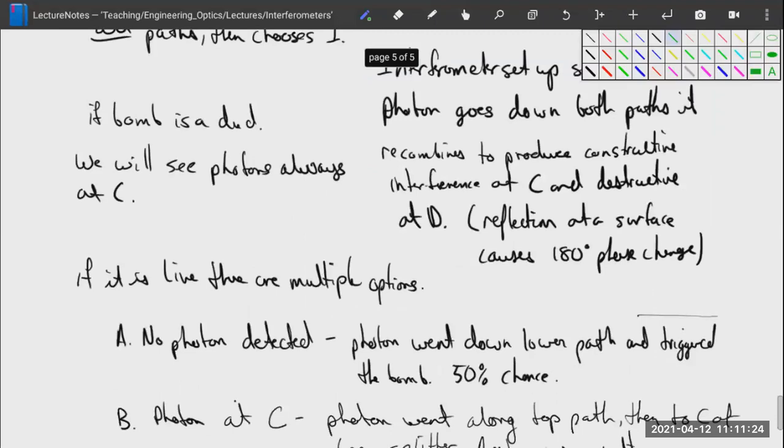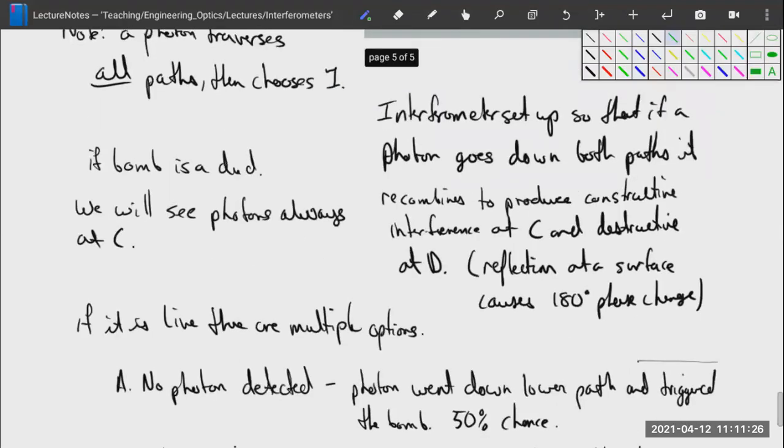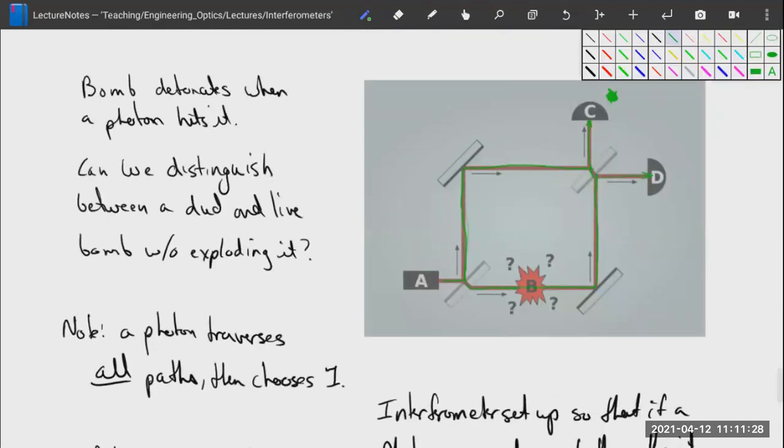Now, if we have a live bomb, we have a couple options. The first is that no photon is detected. So the photon travels down, remember, because if we have a live bomb, this is no longer an interferometer. So it's not going to behave the same way. The photon's not going to travel both paths, it will travel one path. So if the photon travels the bottom path, it hits the bomb, the bomb is live, the bomb explodes, and we have a bad day. So that's one option.